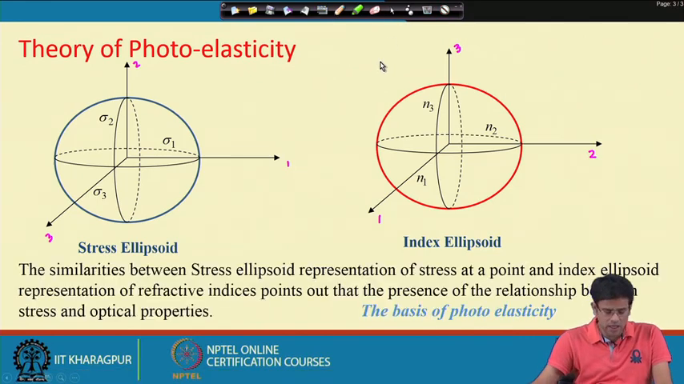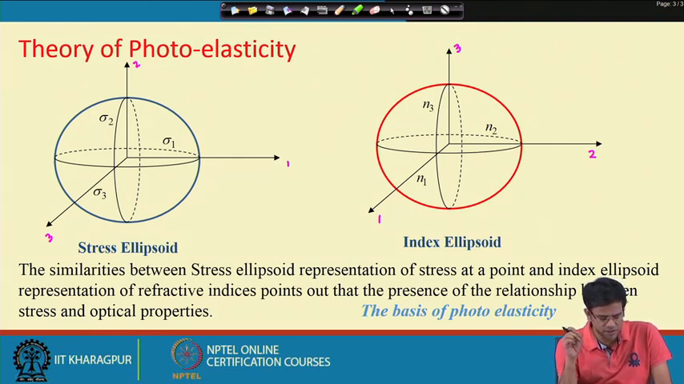So the similarities between the stress ellipsoid representation of stress at a point and the index ellipsoid representation of refractive indices at a point point out the presence of a relationship between stress and optical properties. It is natural, because in the last class we also discussed that a material which shows temporary double refraction shows anisotropic behavior of refractive indices when it is loaded.